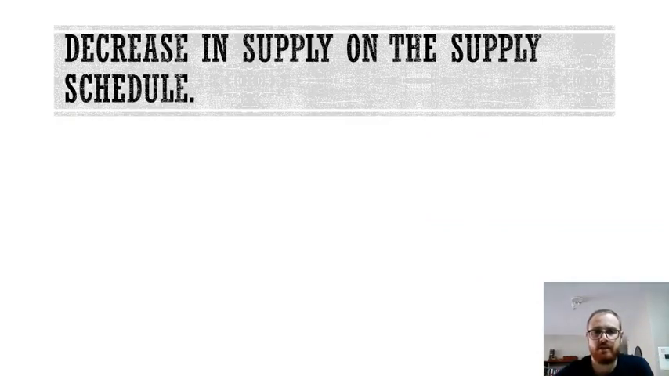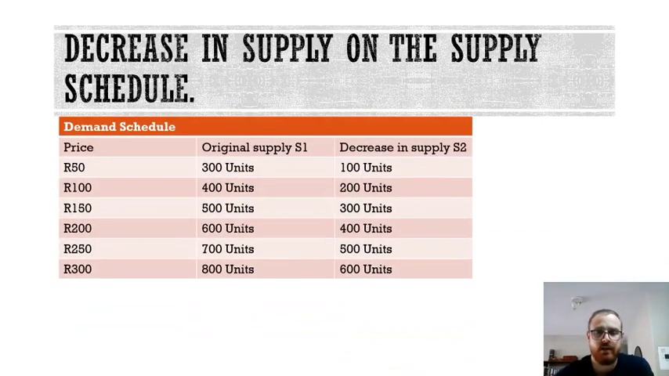Right, so a decrease in supply on the supply schedule. So here's an example. You will see when it's 50 Rand a unit, the original supply is 300 units, now decreased to 100 units. Now, the reasons for this might be because of an increase in the cost of production. Because it costs more to produce it now, you're going to produce fewer units. Might be because of fewer suppliers in the market. It might also be because of external factors such as natural influences like floods.